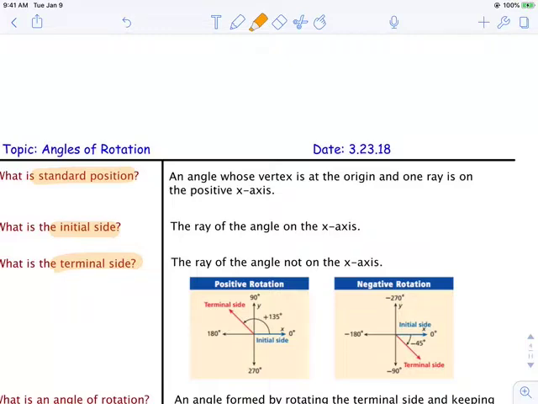Initial, if some of you are learning English, right? Initial, begin, terminal, terminate, ending, right? This is where you start initially, this is where you end or terminate. Okay? Those definitions pretty clear? All right.